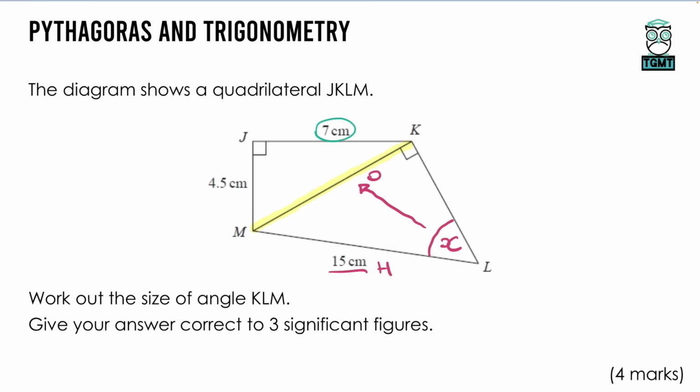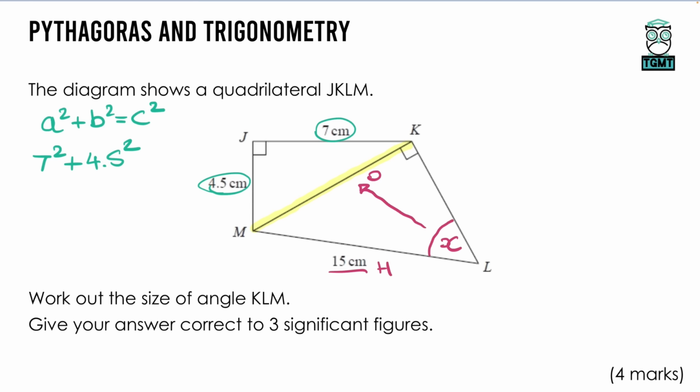So we have 7 centimetres and 4.5. They are two of the shorter sides. Pythagoras' theorem is a squared plus b squared is equal to c squared. So all we need to do is square both of those. We are finding the longest side here, so we will add them together. We're going to type that into our calculator.